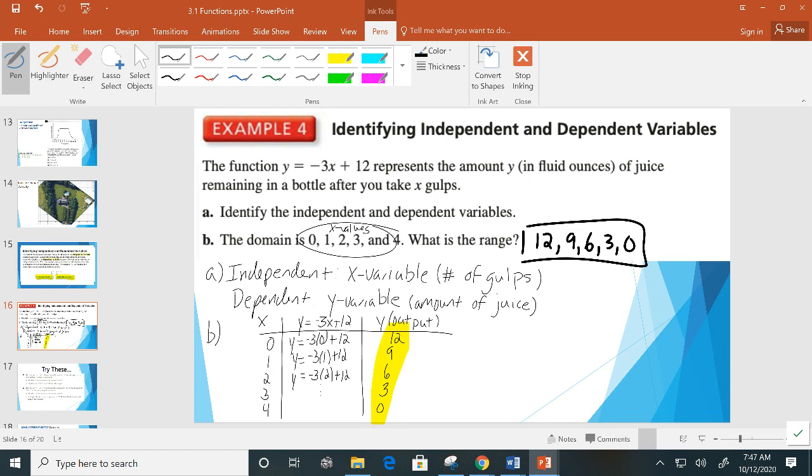We're dealing with something that's considered discrete here because we're talking about gulps. You can't take like 0.3 of a gulp. We're saying you can take 0, 1, 2, 3, or 4. It has to be a whole number. This is a discrete graph, hence the reason why we write our domain and our range as just numbers as opposed to an inequality like we saw before.